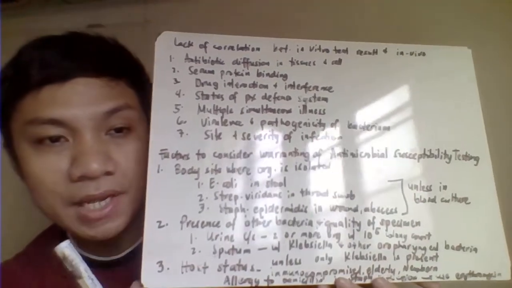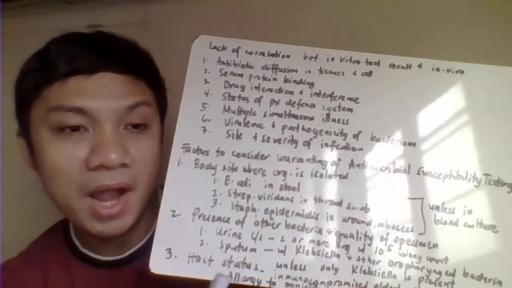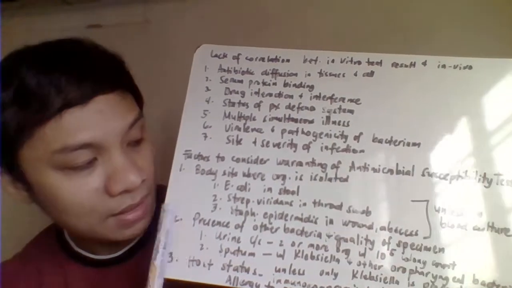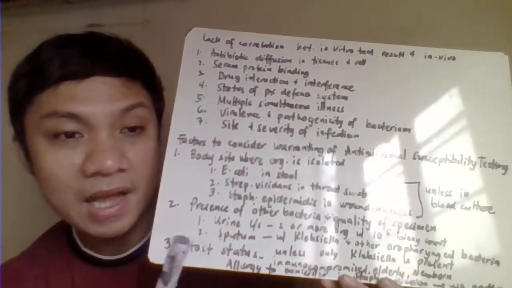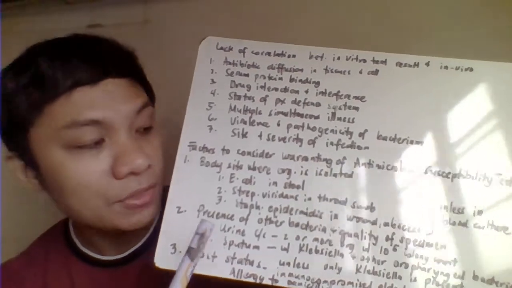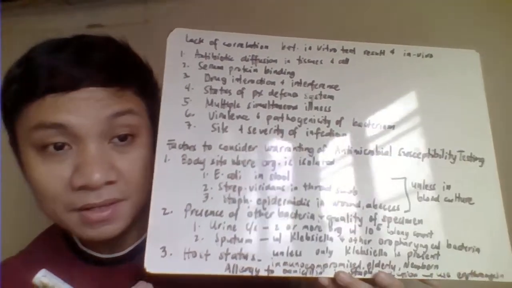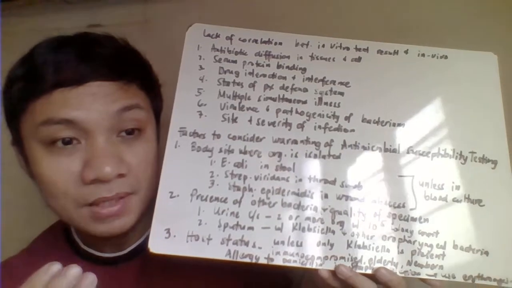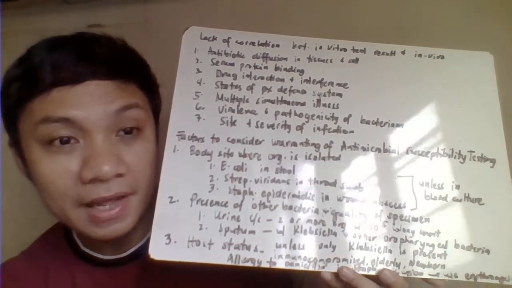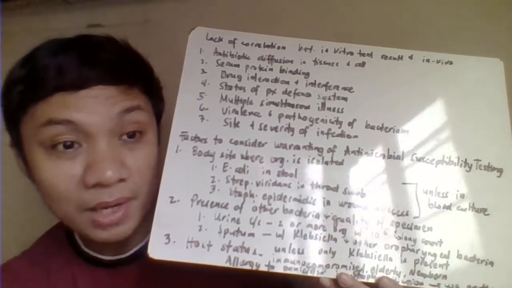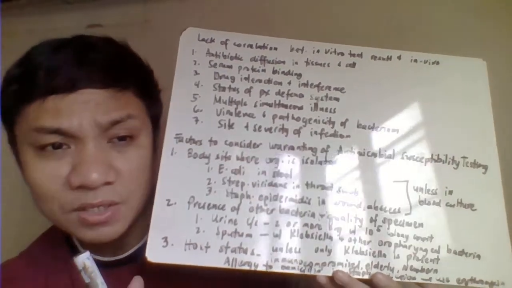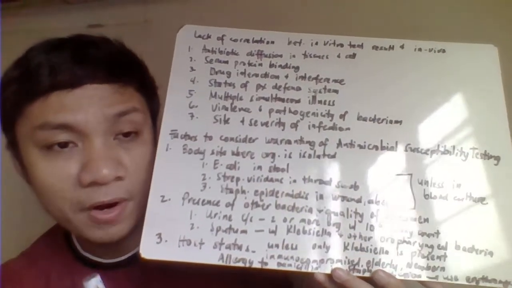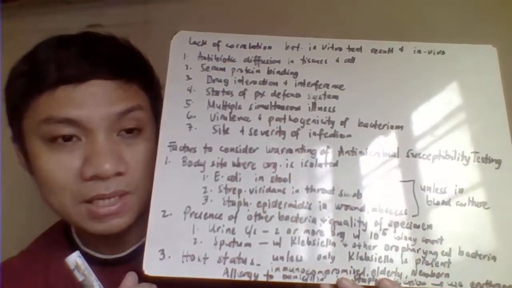So number one consideration here would be the body site where you try to collect the specimen. Example here, E. coli. Escherichia coli is found normally in our colon. So normally, andun siya sa stool sample natin. So if you have your stool sample, tapos na-isolate mo ay Escherichia coli, then of course that one is not. Okay, so normal naman siya sa stool natin. So why should you treat that one? Why should you perform the antimicrobial susceptibility testing?